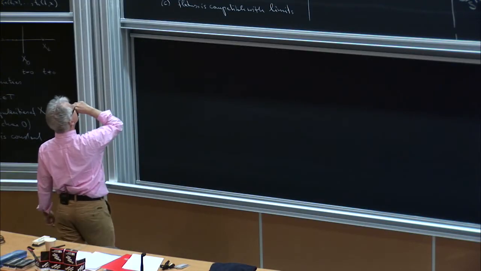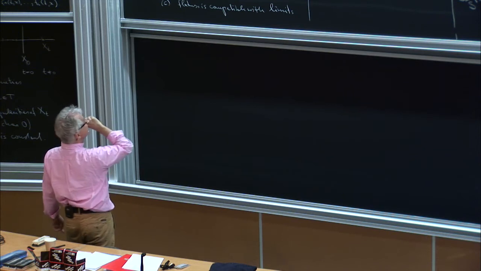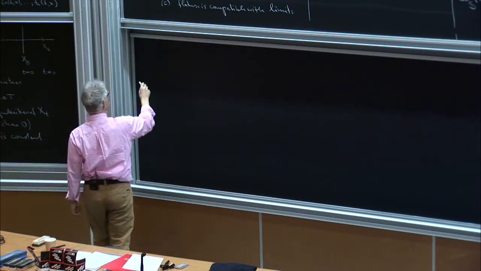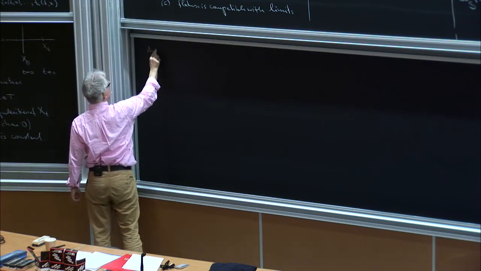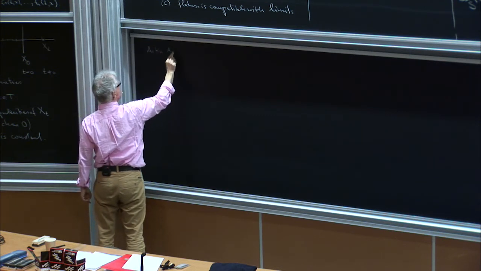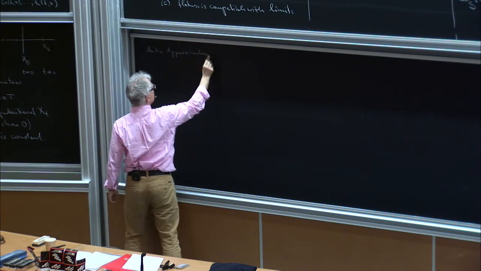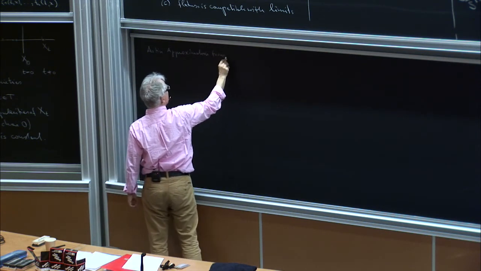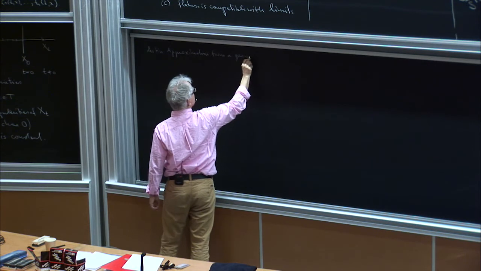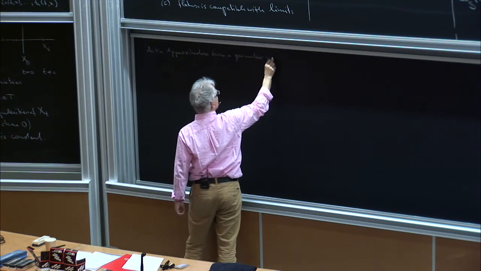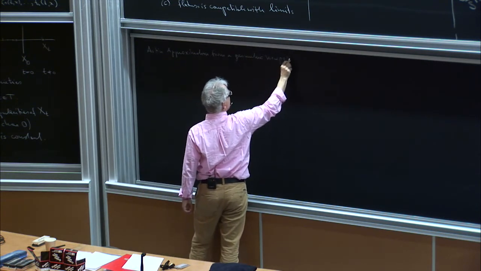So now, this was the part on ring maps, and now Artin approximation from a geometric viewpoint.